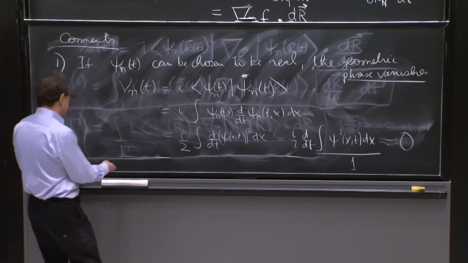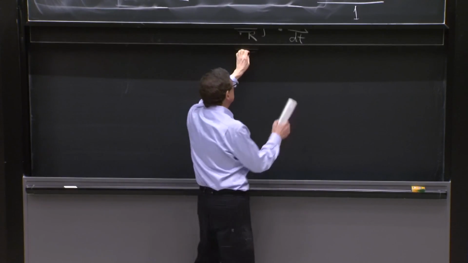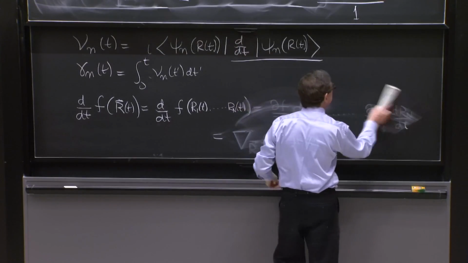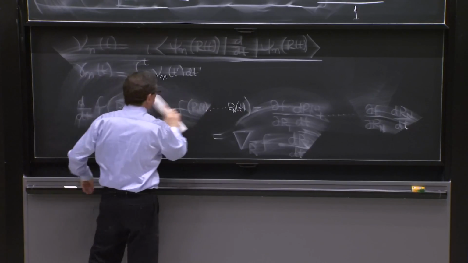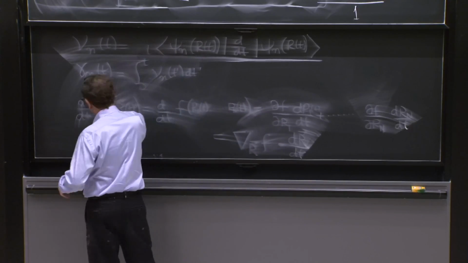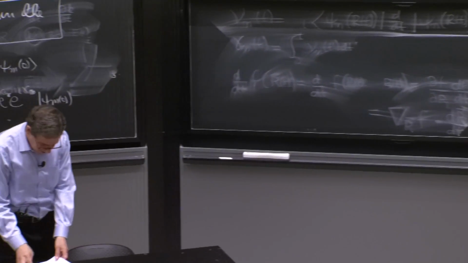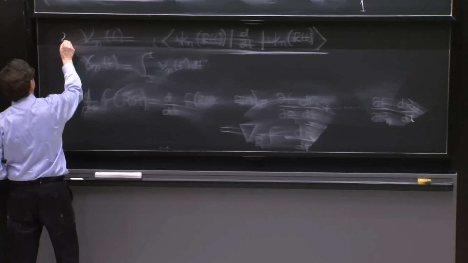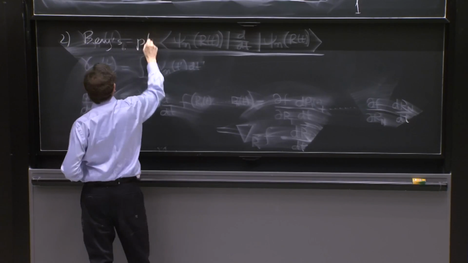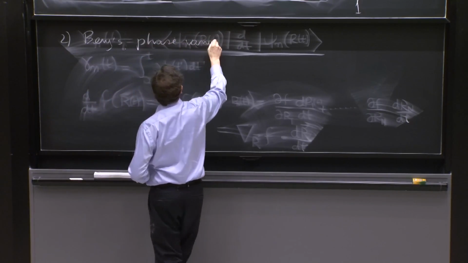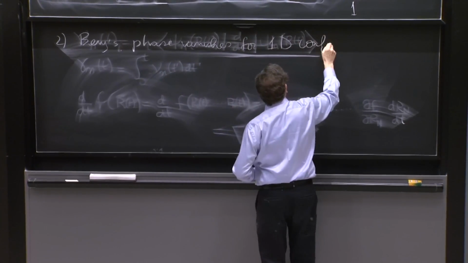There's another case where you don't get a Berry's phase. When I'm speaking of Berry's phase at this moment, I mean the Berry's phase from a closed path in configuration space. So if the configuration space is one-dimensional, the Berry phase vanishes. Berry's phase vanishes for 1D configuration space.